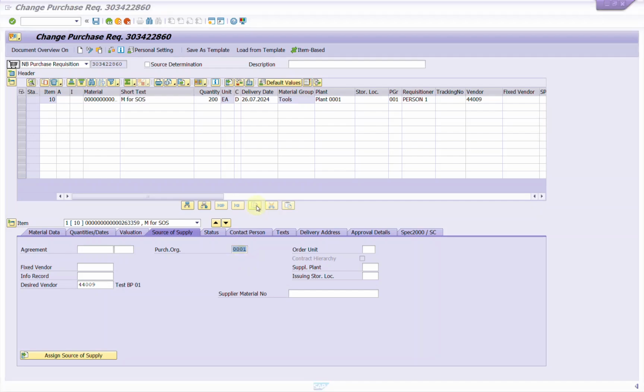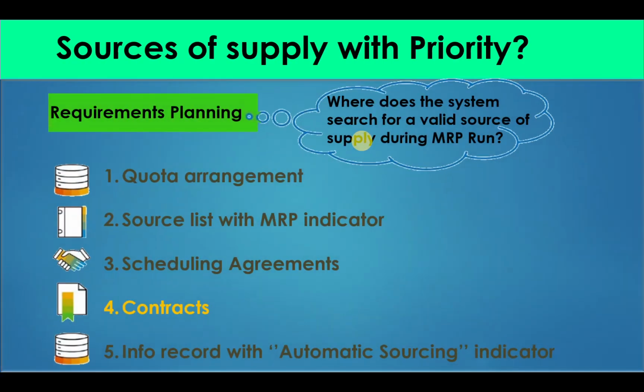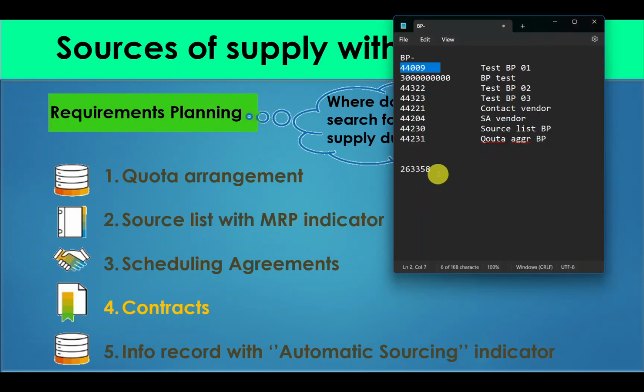So last case in this purchasing info record here. Okay, so hope it's clear. You can see a detailed video about purchasing info record. Then next we have priority with a contract. So now I will use the example of the same material that we have created, this 58, for contract scenario.